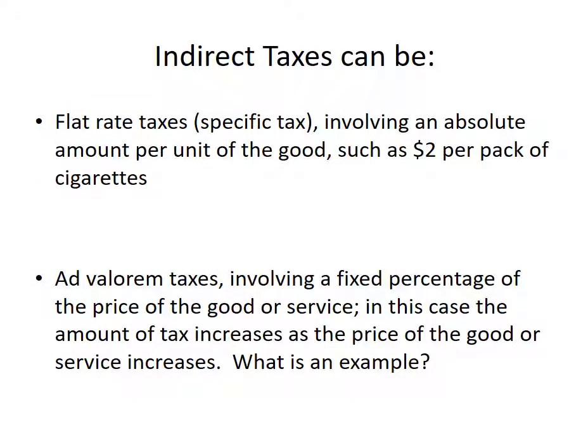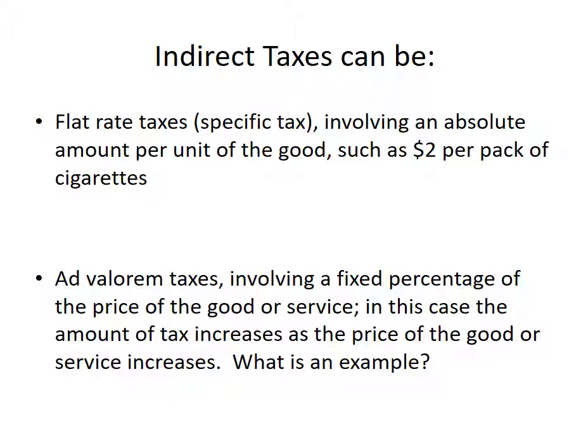Indirect taxes can be a flat tax, known also as a specific tax, involving an absolute amount, such as $2 per pack of cigarettes, no matter how much the cigarettes cost. The other kind is an ad valorem tax, which is simply a percentage tax. In this case, the amount of the tax increases as the price of the good or service increases.